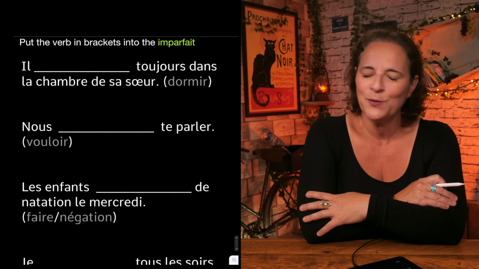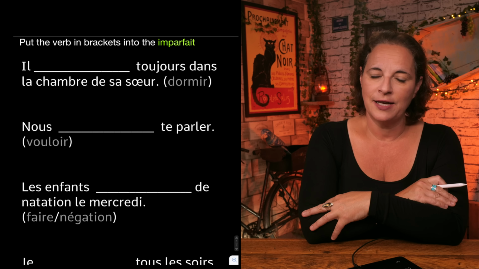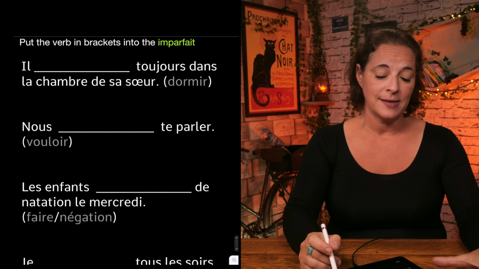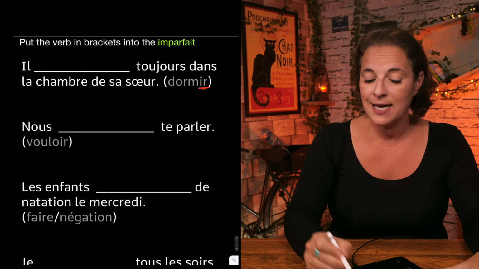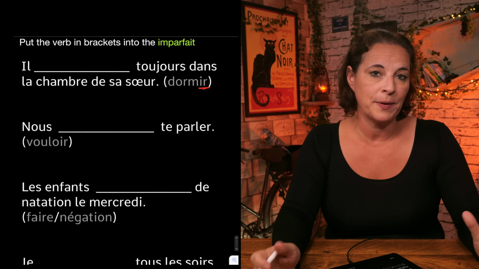Okay, so we are ready now to try to conjugate the verb dormir. Now, dormir is an IR verb, but it is actually a third group verb here, okay?